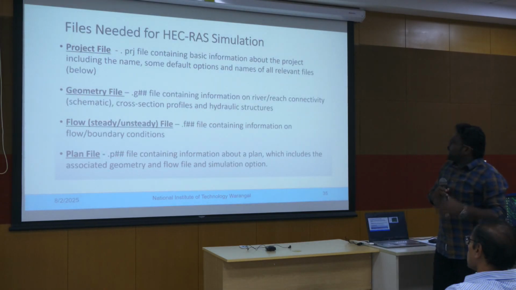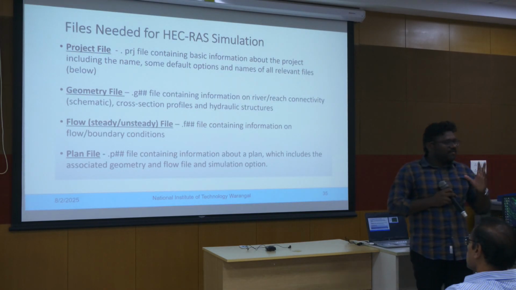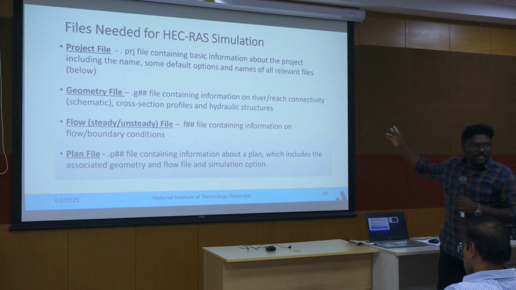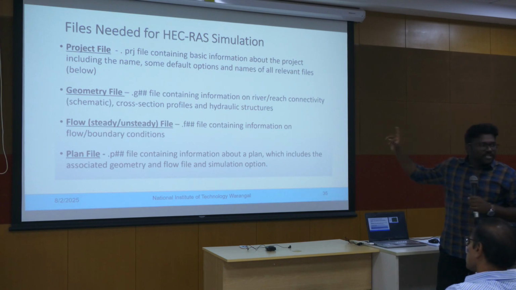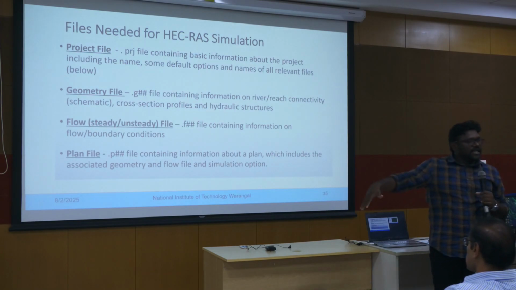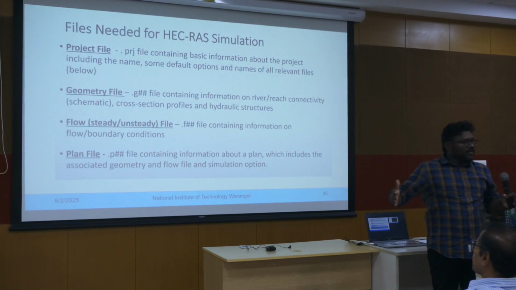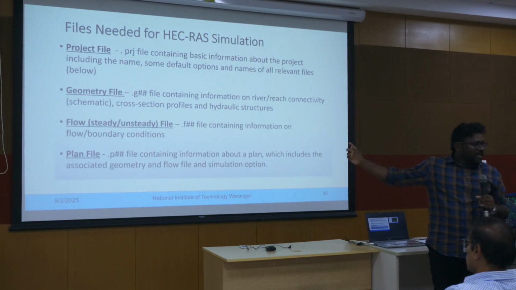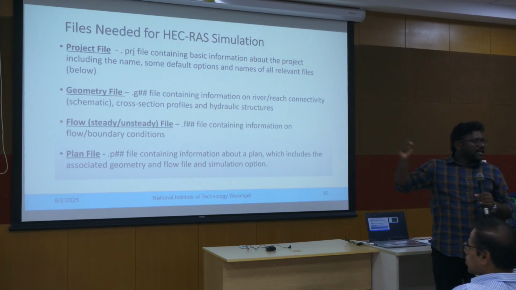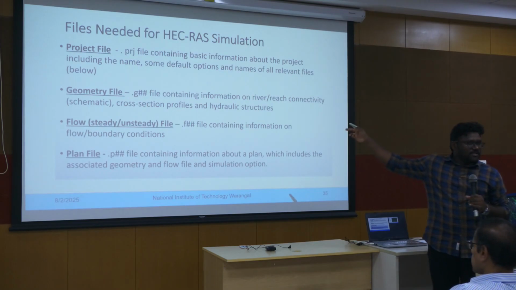Same as in HEC-HMS, here also we have four main files. First one is the project file, which contains the information about the project, and second one is the geometry file, which is very important. Here you will get the river cross sections, how many cross sections are there, the width of the river. All those geometrical information of the river will be stored in the geometry file. After creating the project, in your folder you will get all these four files.